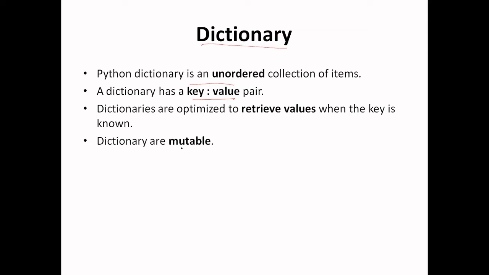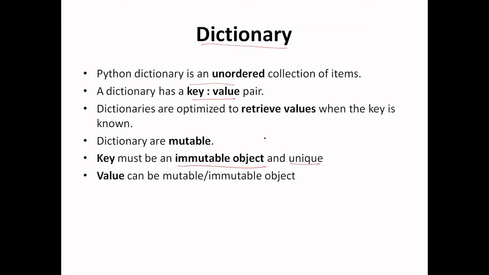Dictionaries are mutable objects. That means even after they have been defined, we can change their values, or we can add more elements to the dictionary object, or we can delete some elements from the dictionary object. The key part of the dictionary element is an immutable object and it must be unique. But the value part could be a mutable object or an immutable object, and it is not necessary that it must be unique.